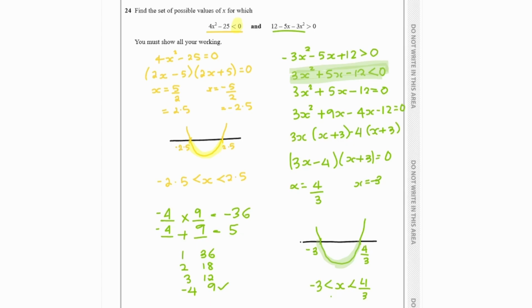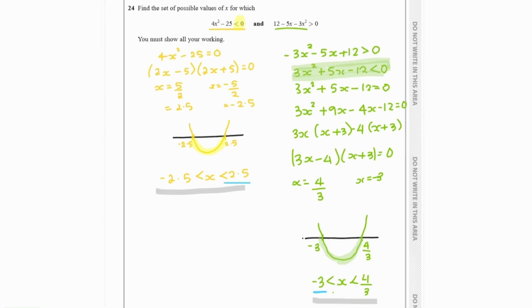The question was asking us to find the set of possible values which satisfy both of these inequalities. So for the first one, we can see that our solutions were between minus 2.5 and 2.5. And for the second equation, our x lies between minus 3 and 4 over 3, and we can write 4 over 3 as a decimal so that we can compare it with the decimals in the first inequality, and we can write 4 over 3 as 1.3. So if we label minus 3 and 1.3 on this same number line, minus 3 would be there and 1.3 would be somewhere approximately there. And that is where x lies for the second inequality.